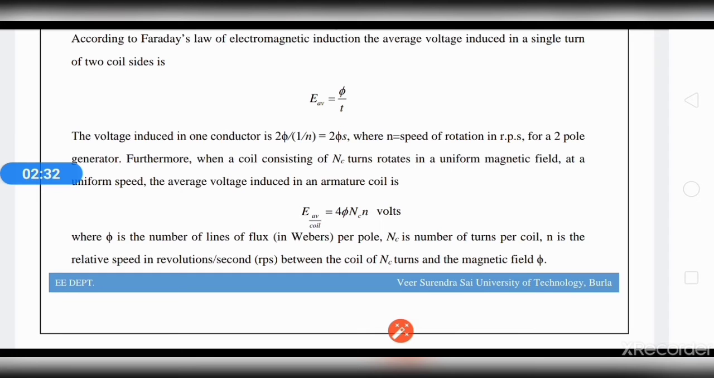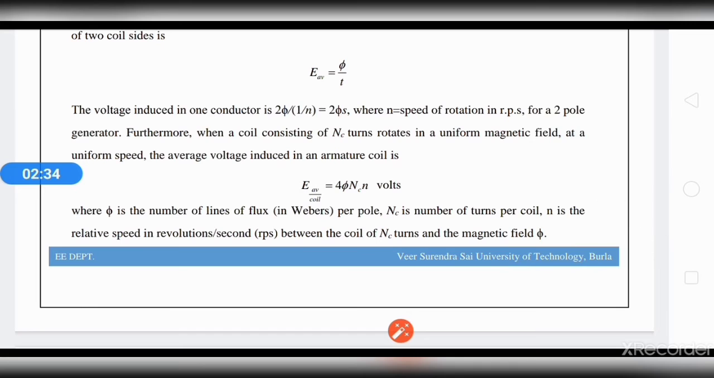Now when a coil consisting of Nc number of turns rotates in a uniform magnetic field at a uniform speed, the average induced EMF in an armature coil will become a multiplication of 2Nc, because a coil consists of 2 turns, 2 coil sides and 2 conductors, and for Nc number of turns the equation becomes 2Nc. So multiplying the induced EMF in the coil, we will get 2 phi N multiplied by 2 Nc.